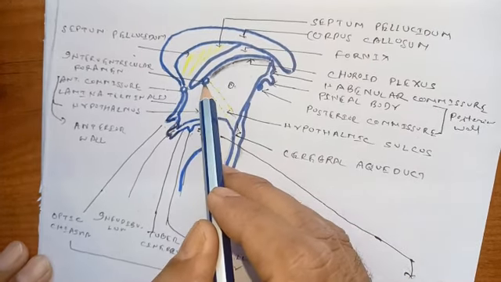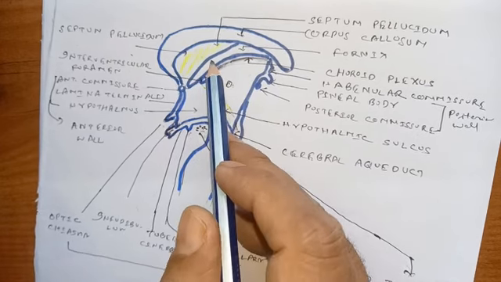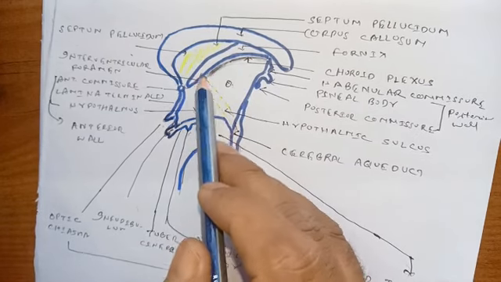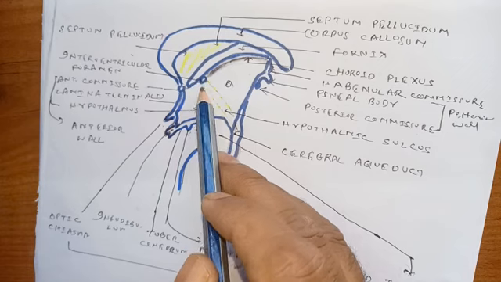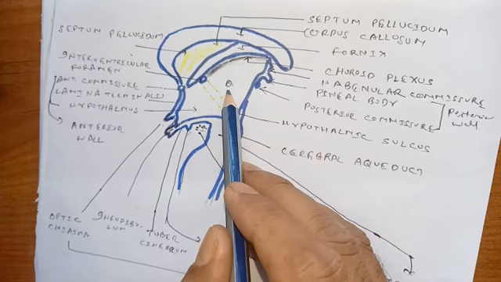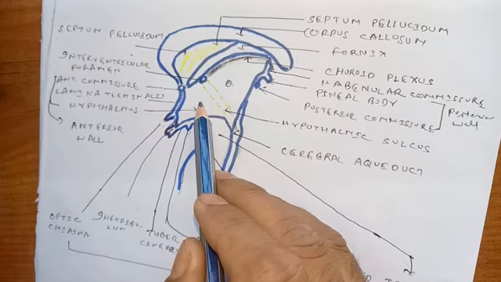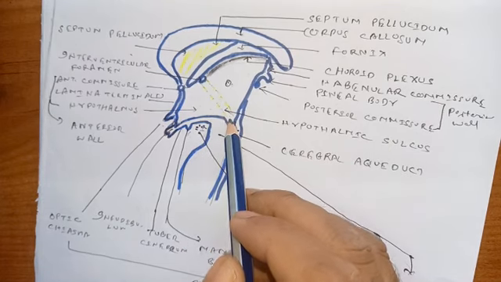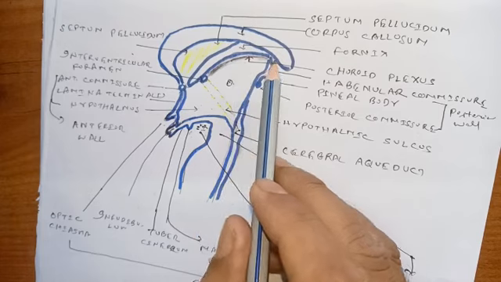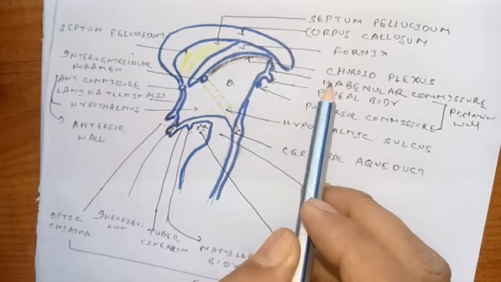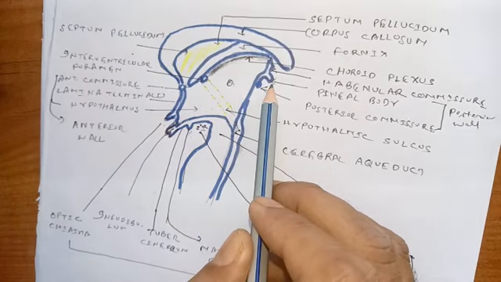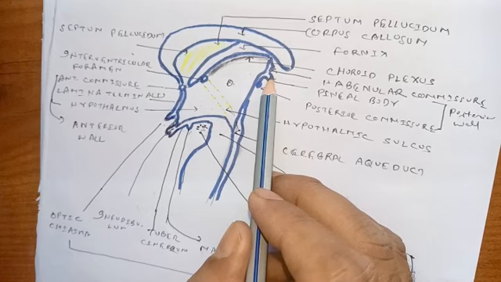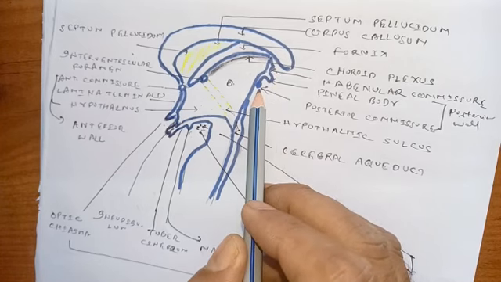interventricular foramen. The third ventricle is connected with the lateral ventricle by the interventricular foramen. This is the interthalamic adhesion, this is the hypothalamus, and this is the hypothalamic sulcus. This is the choroid plexus, this is the habenular commissure, the pineal body, and above the pineal body the pineal recess is situated. This is the posterior commissure.